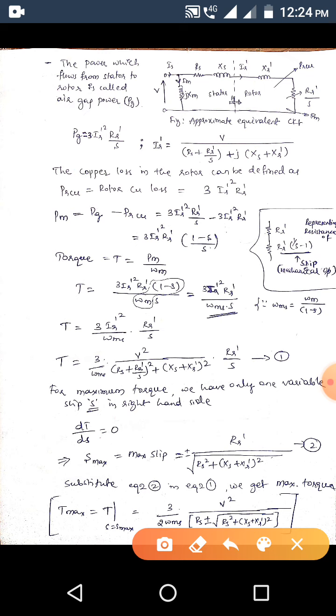Then similarly, calculate the current across the rotor winding here.